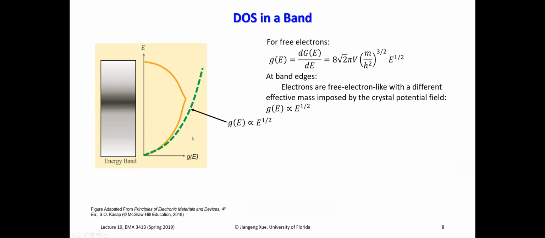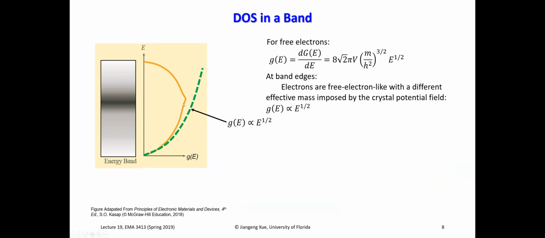As we have seen earlier, the energy goes by k², so it's kind of like a free electron, but the mass will be different. So in that case, the density of states still goes with E to the 1/2. It's just that the mass is no longer the free electron mass, but the effective mass of whatever electrons you have in that system.